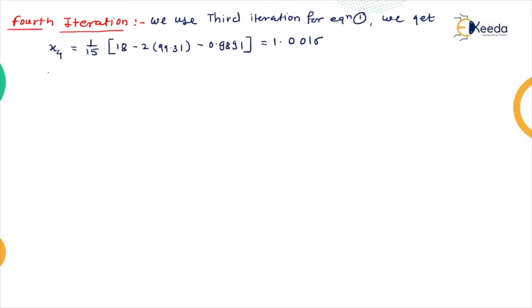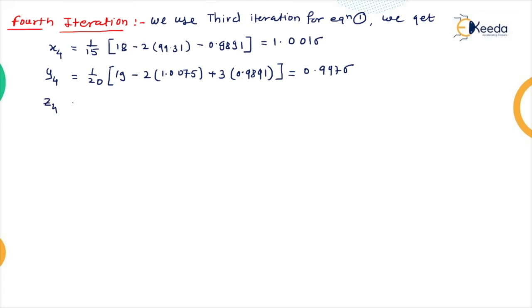Now you also have to find the fourth iteration for y, that is y4. It is 1 divided by 20 times the bracket 19 minus 2 times the value of x3 from the previous iteration, 1.0075, plus 3 times the value of z3, which is 0.9891. After these calculations we get the value 0.9976.